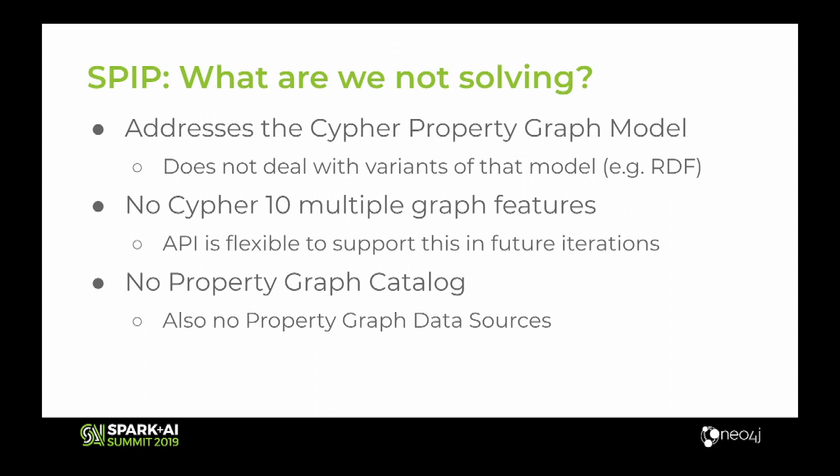The things that aren't happening in the SPIP are any kind of modification on the existing property graph data model. We are trying to address the property graph data model. We're not trying to address wider or different models like the RDF model and so forth. We're not dealing with the Cypher 10 multiple graph, composable query, and view capabilities. And we're not at this point trying to introduce catalog entries in the Spark catalog for property graphs or the property graph data sources that we've heard described.